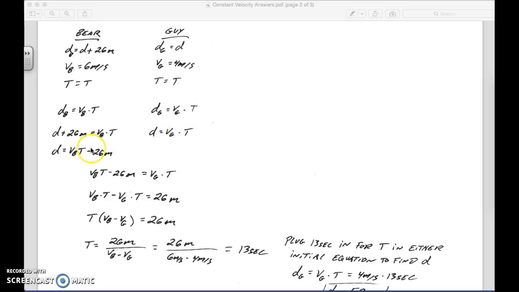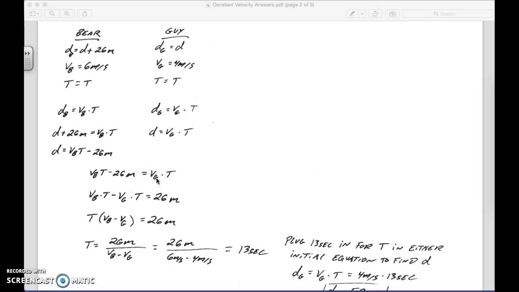I have a simultaneous equation. I do not know what d is. I do not know what time is. What I'm going to do, the easiest way to do this is to just solve for time first, because this equation is set up equal to d, and this equation is set up equal to d, which means that this equation and this equation are equal to each other. So I set those two things equal to each other, and on my left side of the equation, I've got velocity of the bear multiplied by time minus 26. On the right side, I've got velocity of the guy multiplied by time.